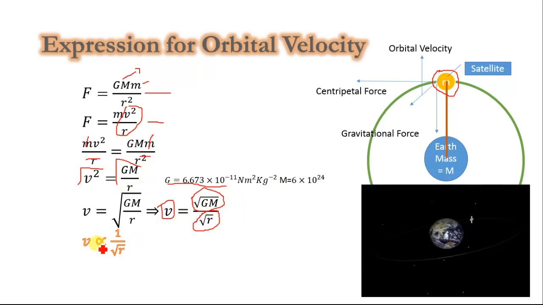What does it mean? It means if the radius is larger, then the satellite will revolve slowly around the Earth. And if the radius is smaller, the satellite must revolve faster around the Earth. Now this was a simple expression which related the radius or the distance of separation between the satellite and the Earth with the velocity of the satellite.